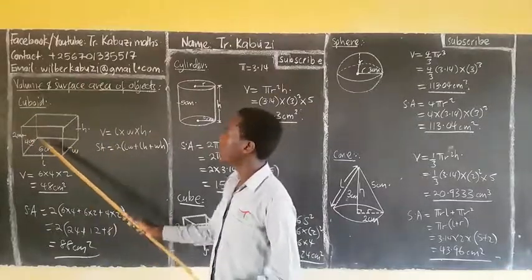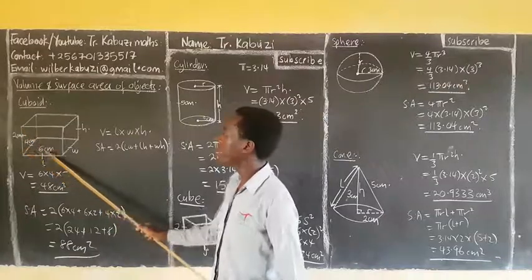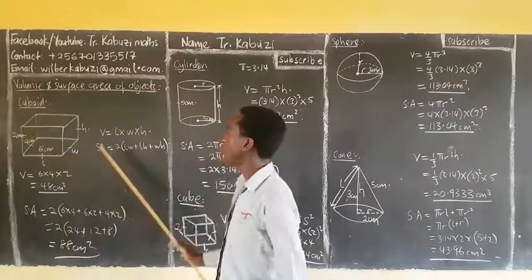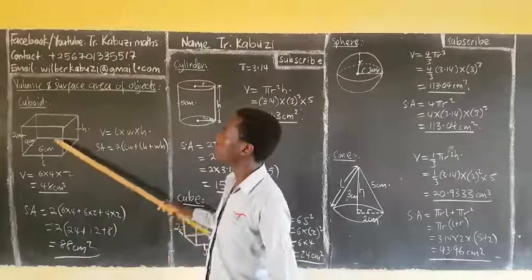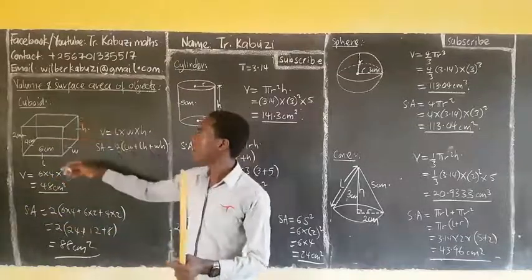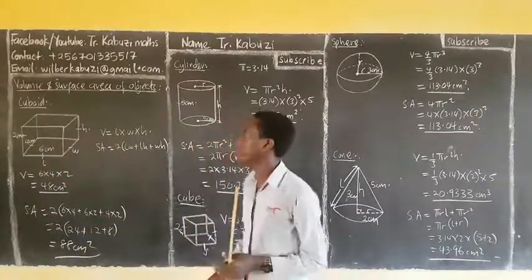Then we also have the front one, where we have L and then the height. L and the height. And it's also the other side, the one behind, that's why we also multiply by 2. So that's how we get the surface area.